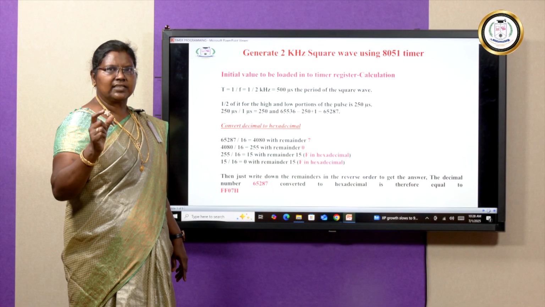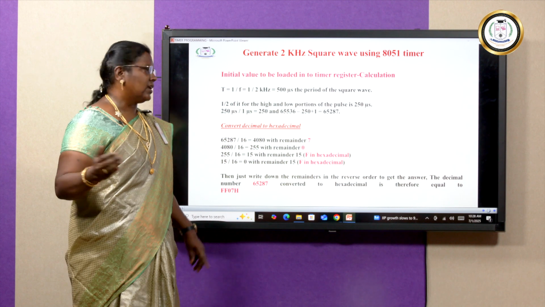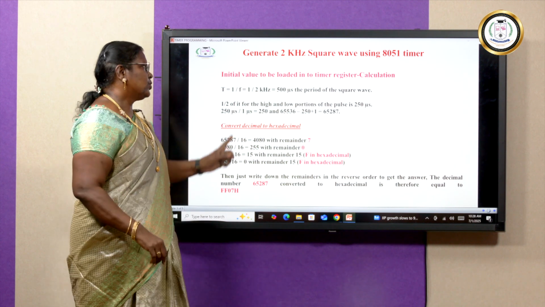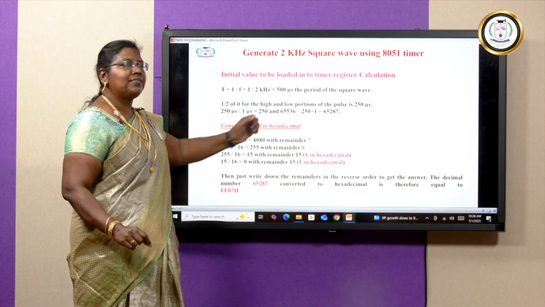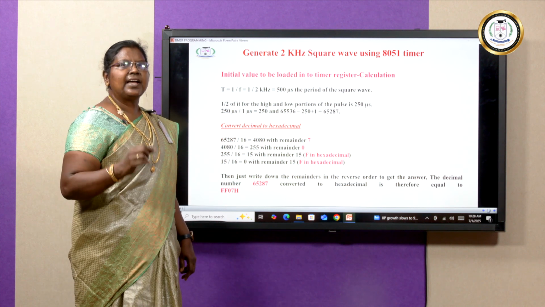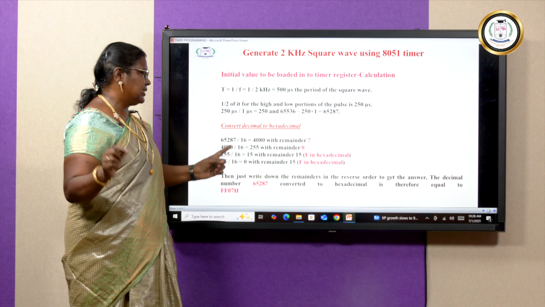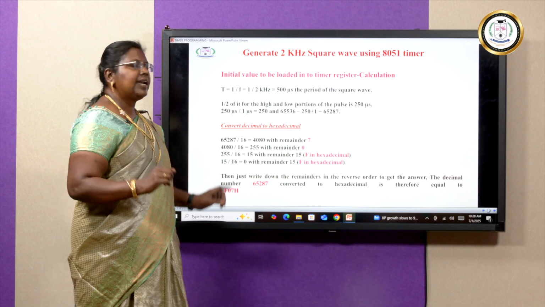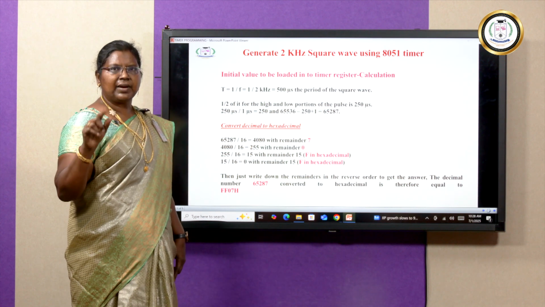Now we have calculated x. What is the formula we saw? 65,536 minus (x plus 1). What is x here? 250. So 65,536 minus (250 plus 1). What value do we get in decimal? 65,285. Now we convert the decimal value to hexadecimal, as I told earlier, because we have to load the hexadecimal value into the timer. So we divide 65,285 by 16. We get the quotient 4080 and the remainder 5.